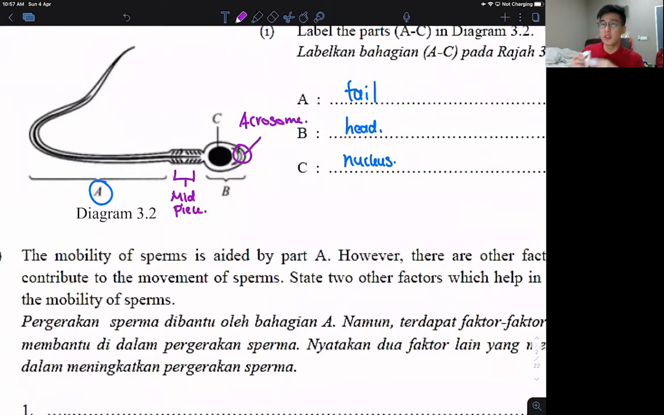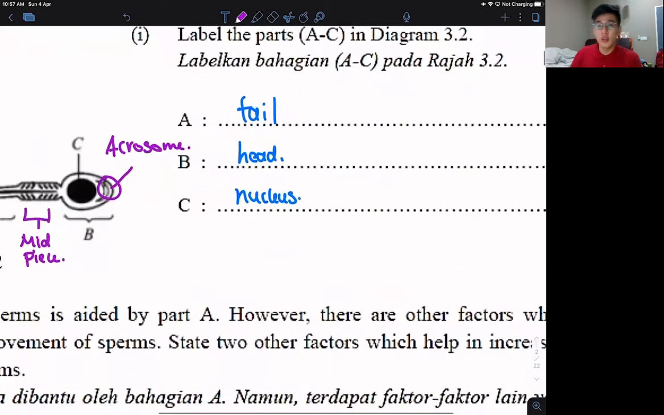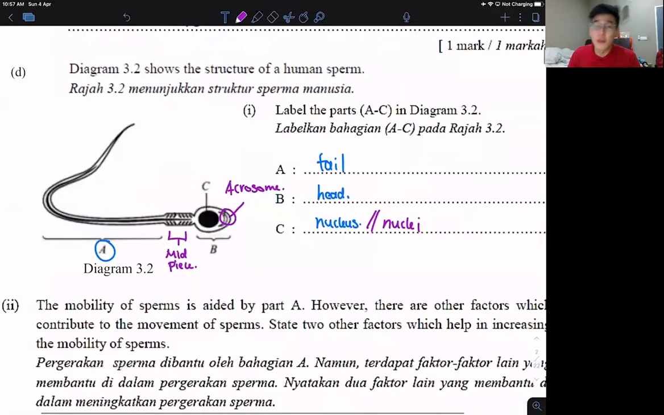Do you write plural or singular for nucleus? Nucleus is already singular. The plural of nucleus is actually nuclei. In bio, singular or plural is not important. This is bio, not English, so they don't really catch you on this point. You can write nucleus or nuclei. Singular, plural doesn't matter, just like you write testes, testis, also okay.